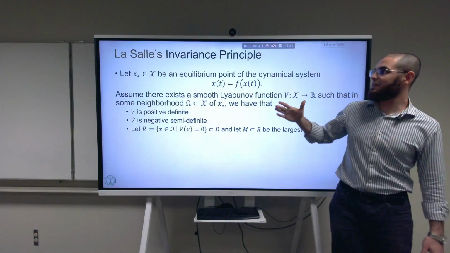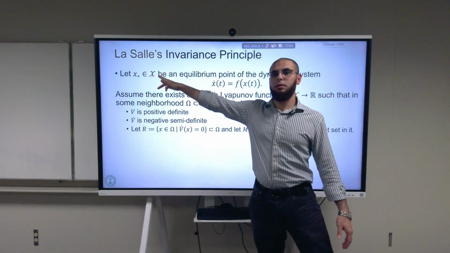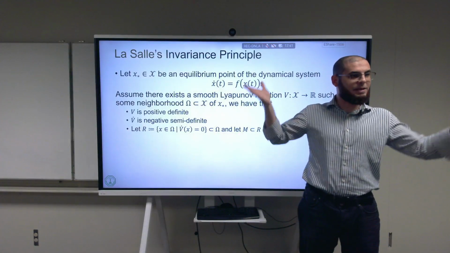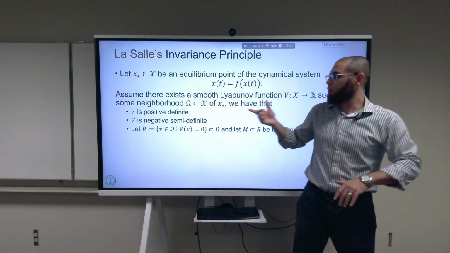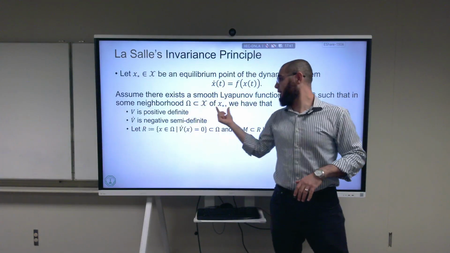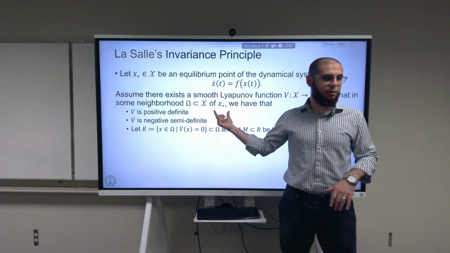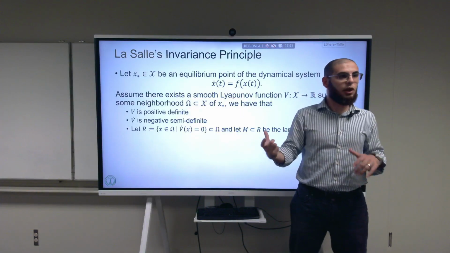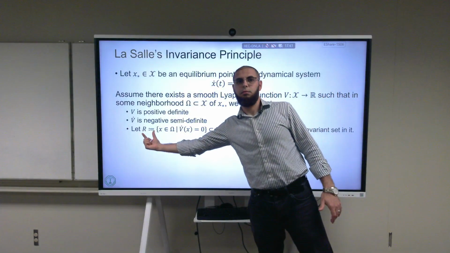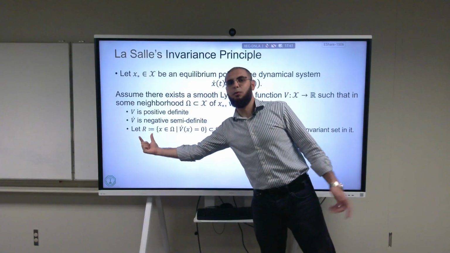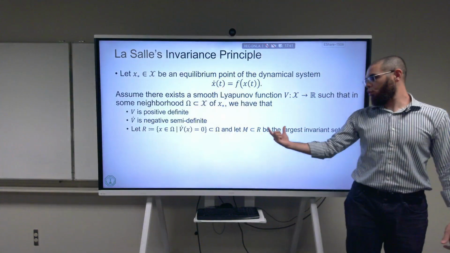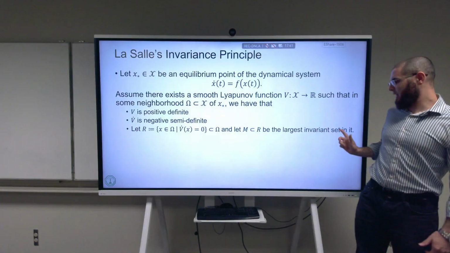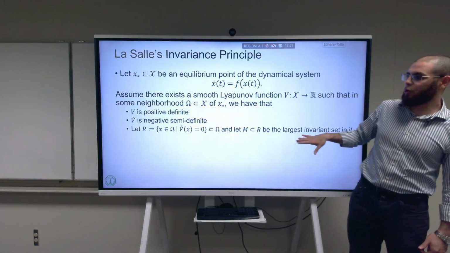We started with the state space, right? So this is where you define the V. And then we said inside of this whole state space, let's look at a slightly smaller set called omega. And this omega includes the equilibrium point you're thinking about. And inside of this omega, I'm looking at another smaller set called R. And inside of this R, I'm looking at another smaller set called M. If you can show that M is the largest invariant set in it, then the theorem goes as follows.